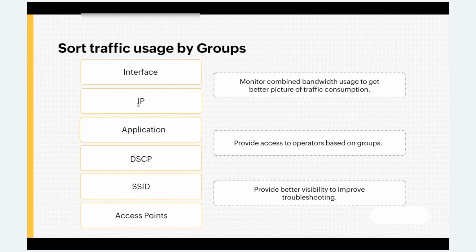You can also sort the traffic usage by different groups to get the cumulative performance report and make management smooth and time effective. You can utilize group settings and create groups such as interface groups, IP groups, application groups, DSCP groups, access point groups, and SSID groups. You can assign or restrict accessibility roles to admin, operator, or guest.